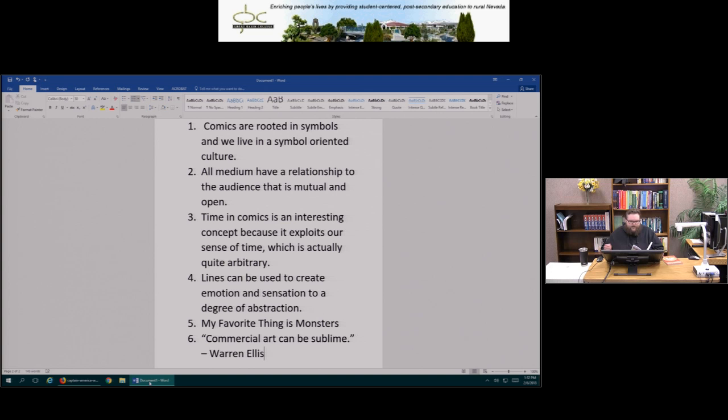Watchmen was a very well-selling graphic novel. Does that somehow make it less than maybe Ghost World? I don't know. I think that's something we're up to debate. But I think the idea that the commercial and the sublime can work together is a really important thing to keep in mind going forward.